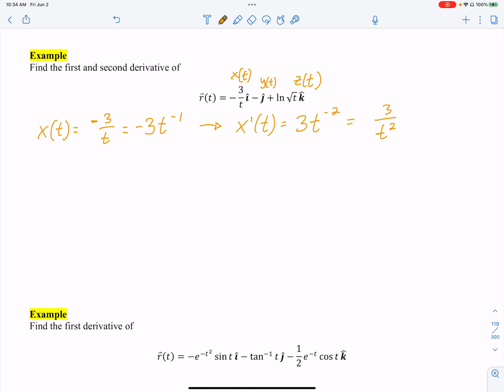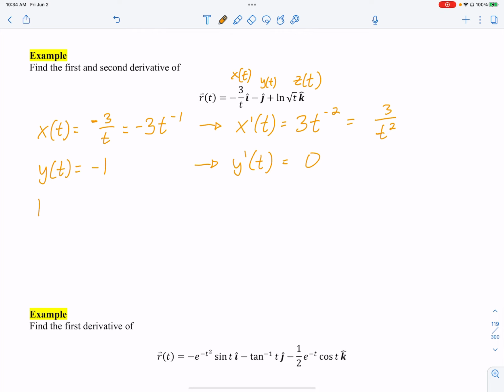So anytime I have something over t, I know it's over t squared and I change the sign. That's what I have memorized. You can go through the process we just went through every time. There's no problem in that at all. y of t is negative 1, so that means y prime of t is 0.